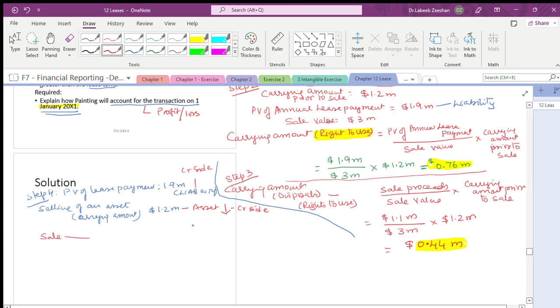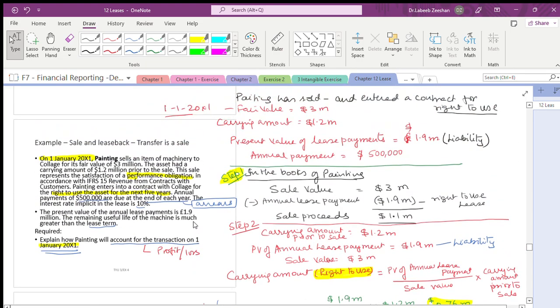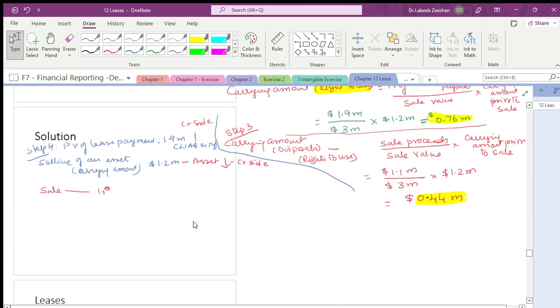How much is the sale? Sale is for 3 million. This is nothing but it is going to be bank. It is an asset. Asset will increase. When asset will increase, it will be on the debit side. Okay. Now, fine.